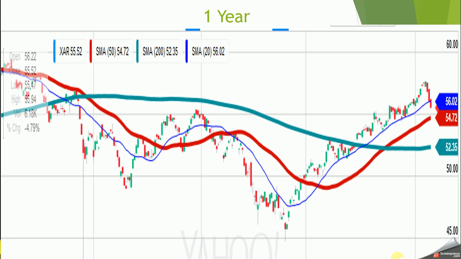So the 1-year chart for XAR. Red is 50-day simple moving average. Blue line is the 20-day simple moving average. And the turquoise line is the 200-day simple moving average. So since this hammer that we see down here, there's a hammer. Hammer is right here. We get some nice confirmation.